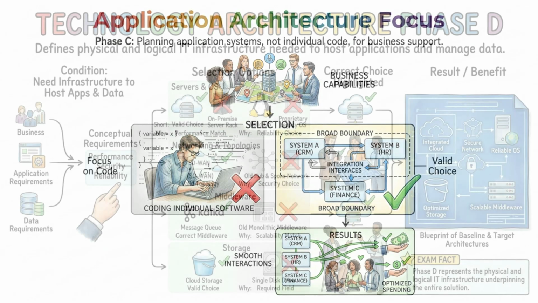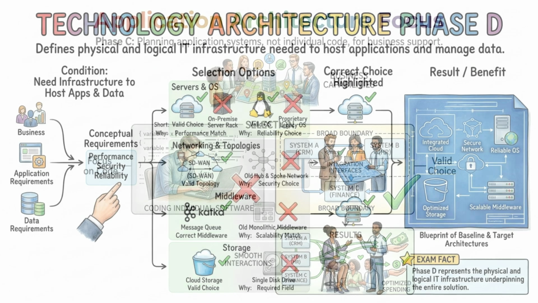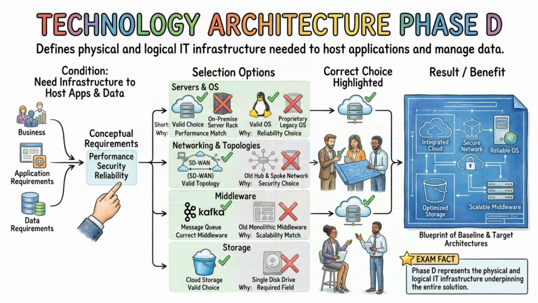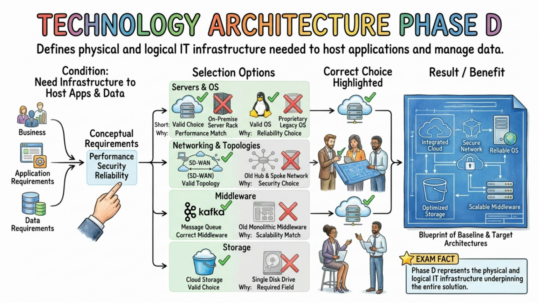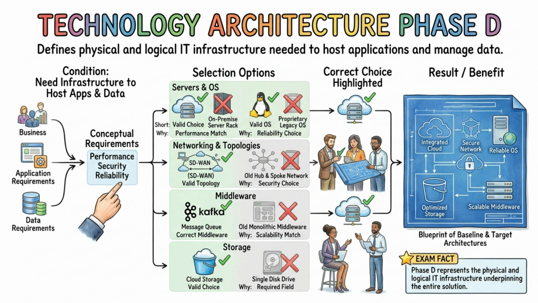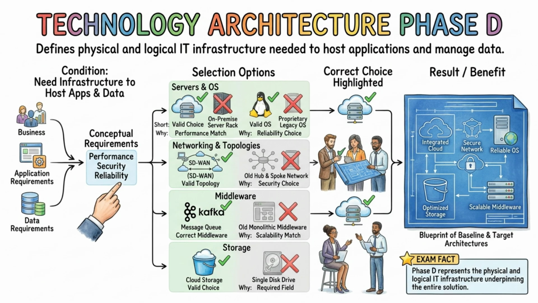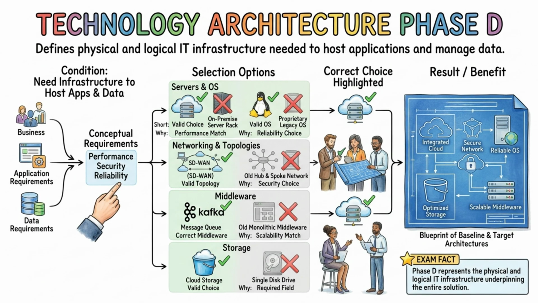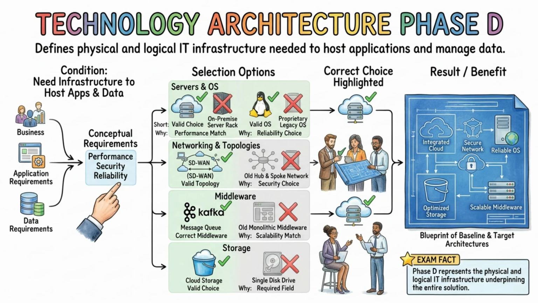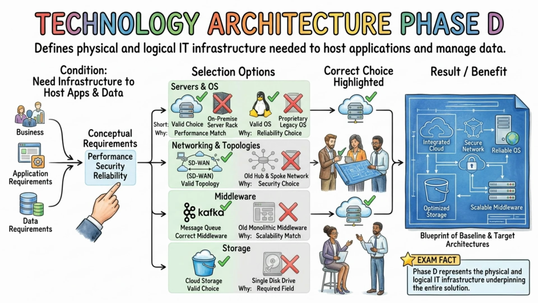Next comes Phase D, which is technology architecture, focusing on the underlying infrastructure needed to host applications and manage data. Phase D defines the baseline and target technology architectures, including servers, operating systems, cloud environments, networking components, and storage systems. Architects select hardware platforms, network topologies, and middleware that provide the performance, security, and reliability required by upper-level systems. On your exam, Phase D represents the physical and logical IT infrastructure underpinning the entire solution.